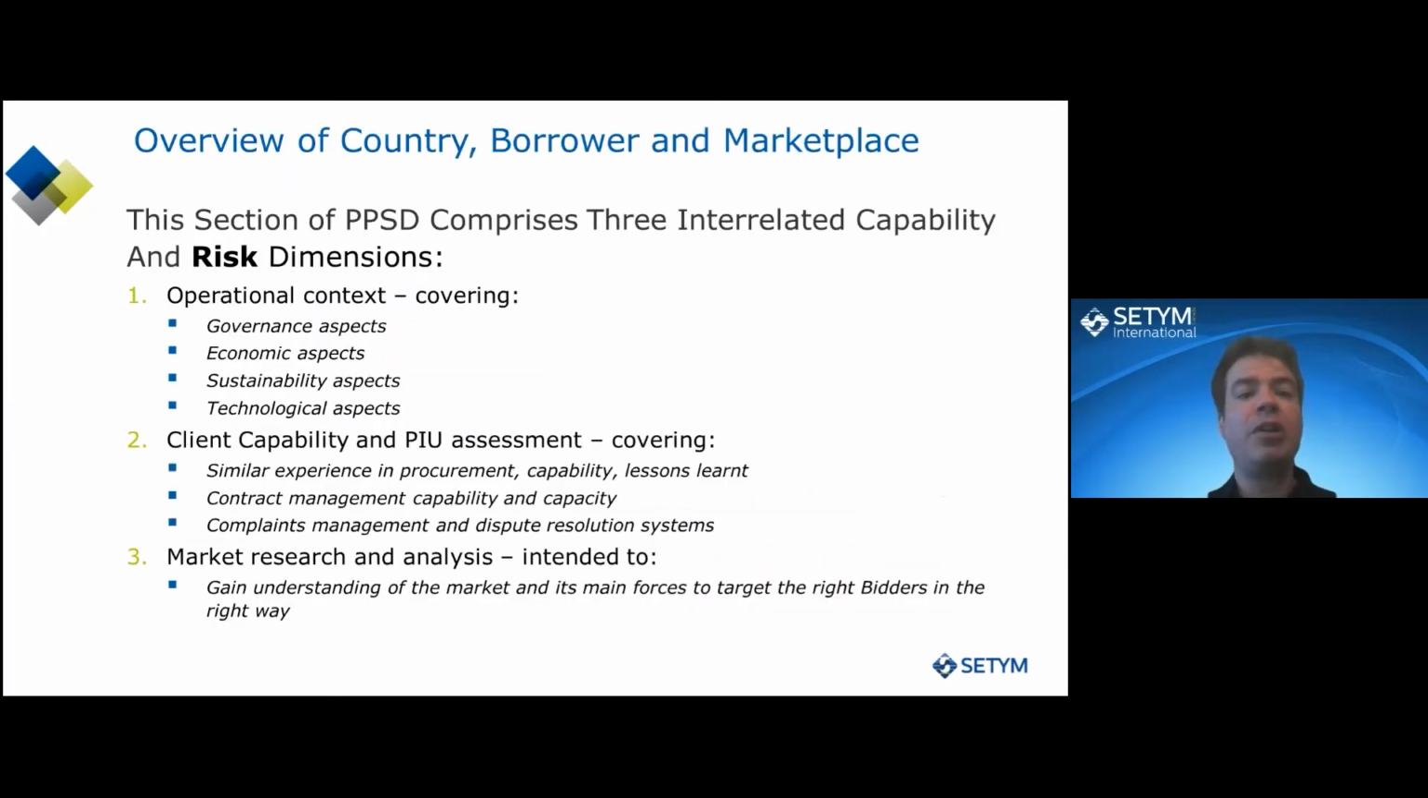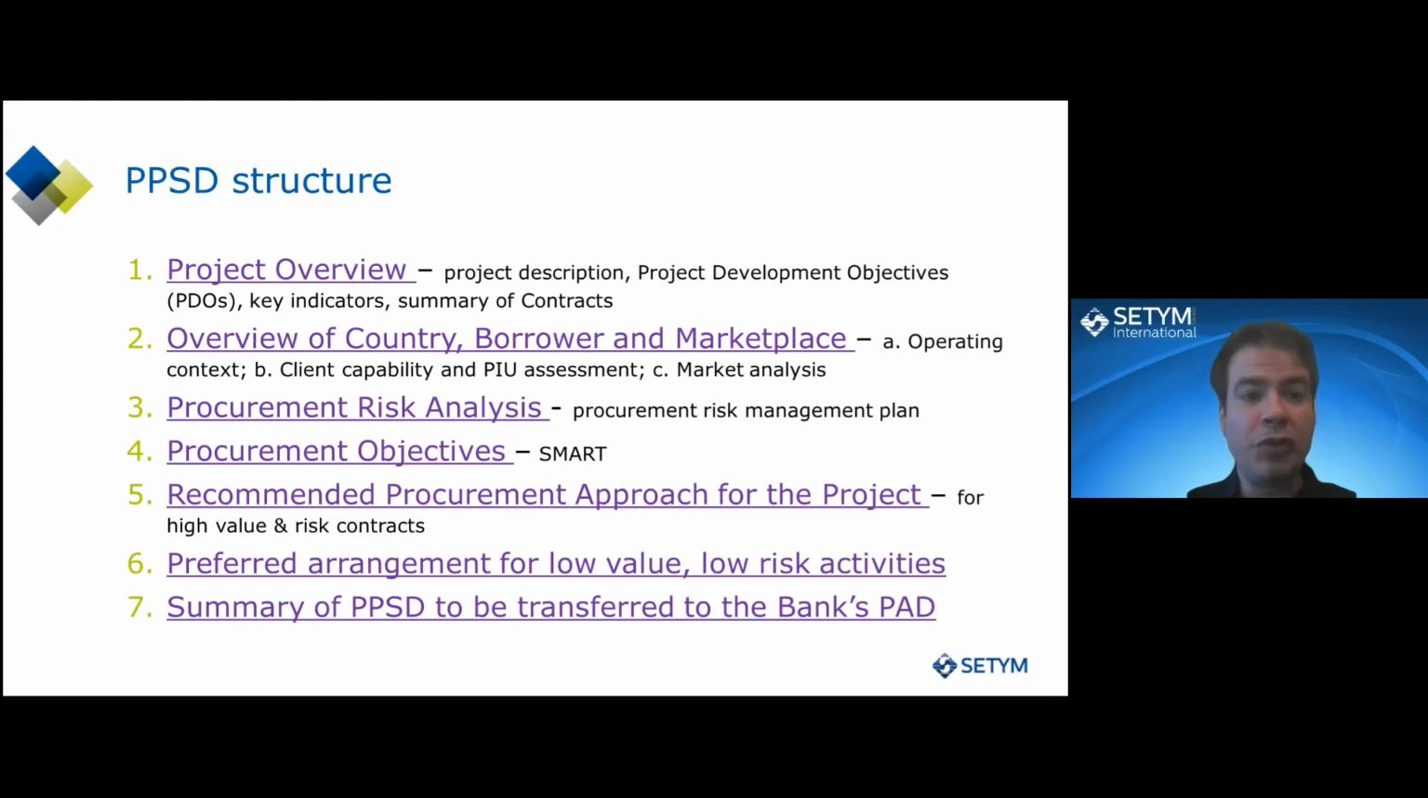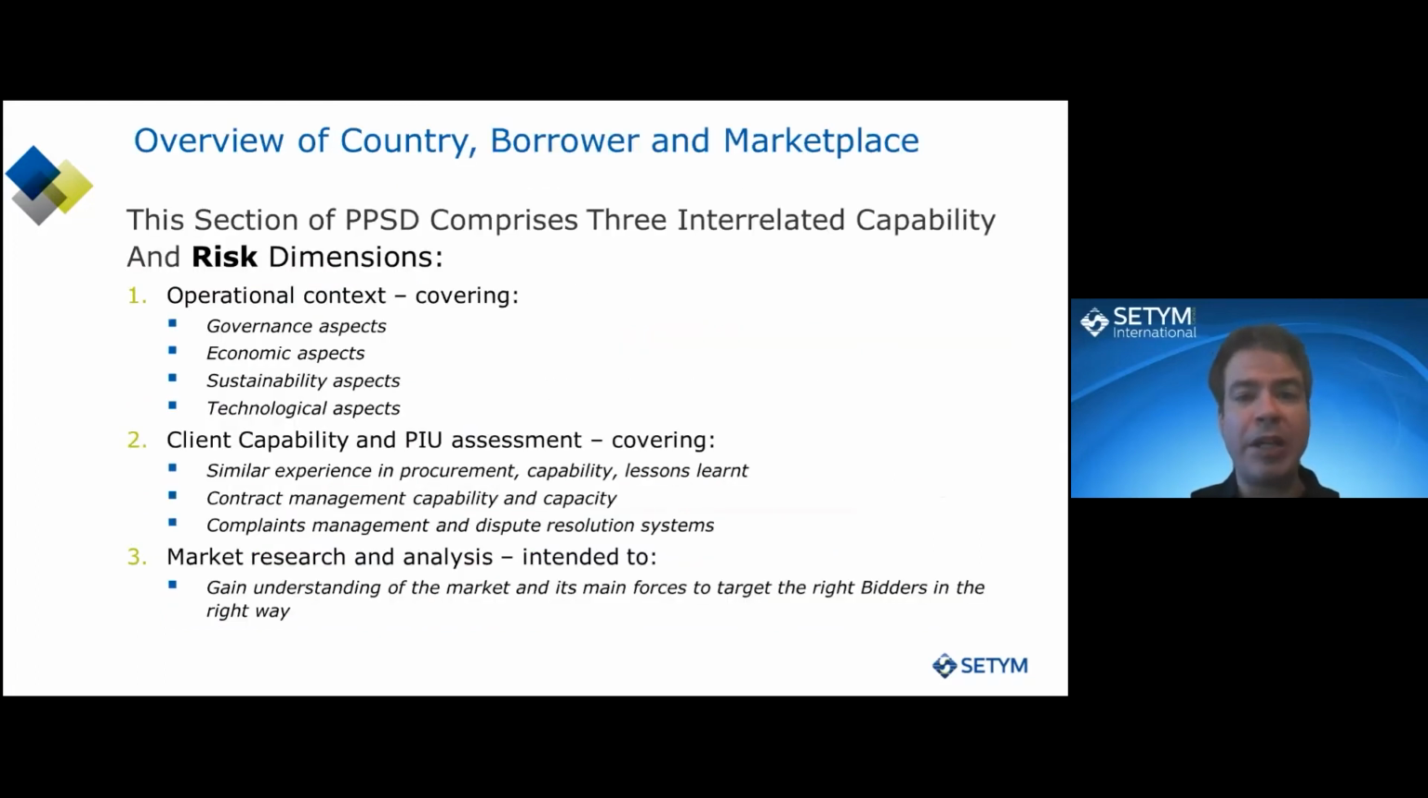So, section 2, overview of country, borrower and marketplace. There are 3 interrelated capability and, once again, risk dimensions. Operational context: this is an aspect concerning the environment of the project. So governance, economic aspects, sustainability, and so on and so forth.